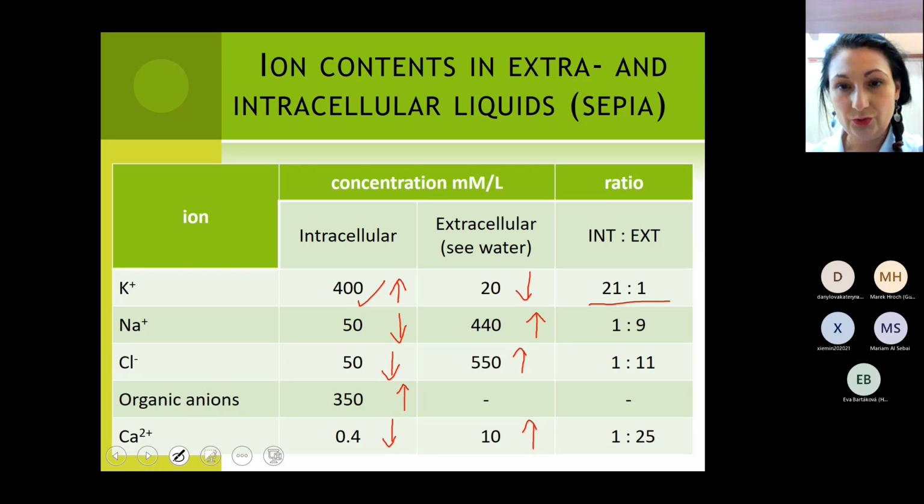So it's very good to keep in mind these values, because they are more or less the same for all animals, not only for sepia living in seawater. These are the exact values for sepia, but humans, monkeys, and other animals have more or less the same values.